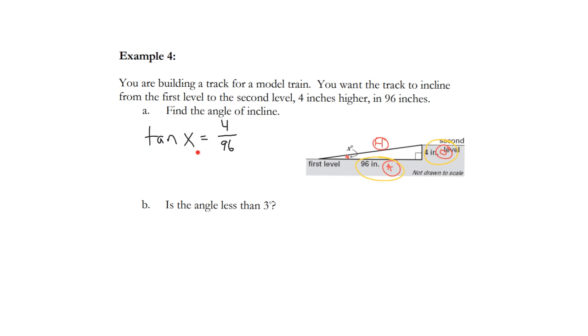To find x in this situation, we're not going to cross multiply. We are going to use inverse tangent. So tan inverse of 4 over 96 is equal to x. We'll grab our calculator and use shift tangent, parentheses 4 divided by 96, close your parentheses, and you get x equals 2.386.